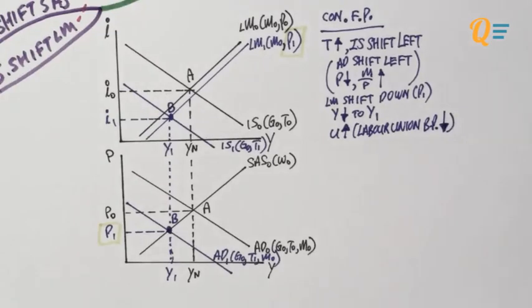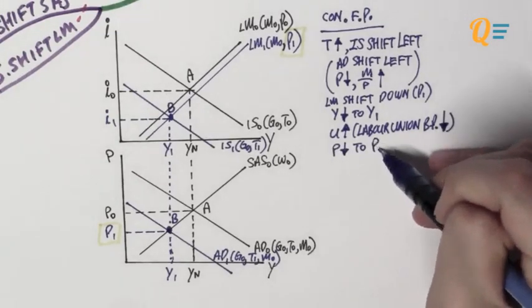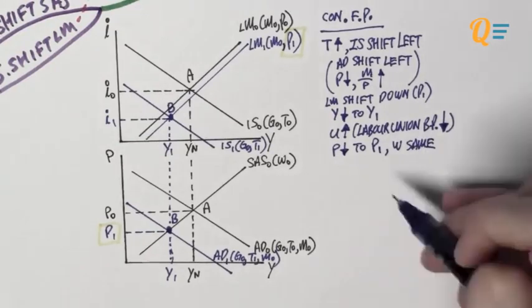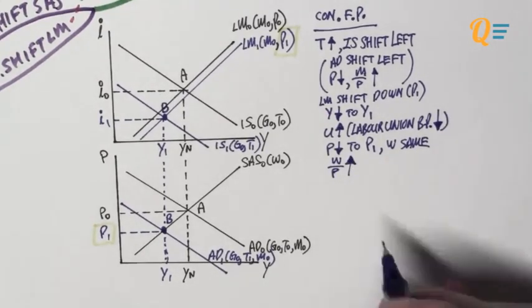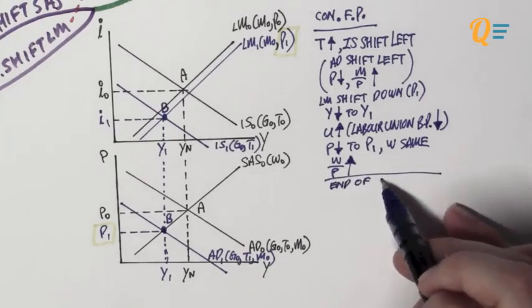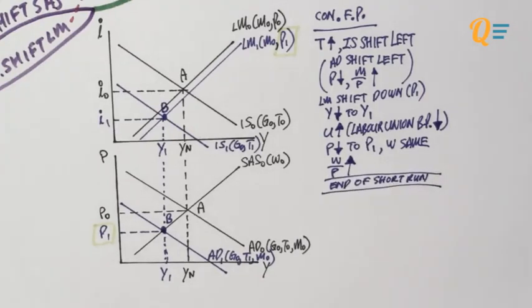So unemployment is going to increase, the labor union's bargaining power is going to fall, the price level has also fallen, but the nominal wages are the same. So real wages will now increase, and that is the end of the short run analysis.